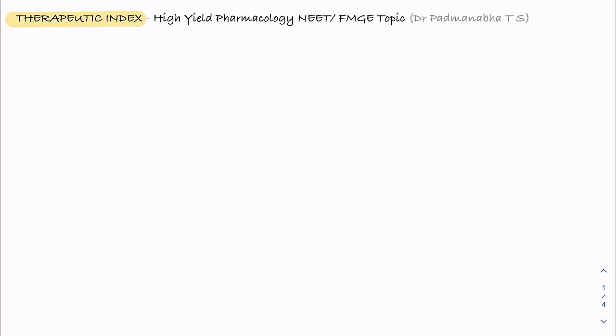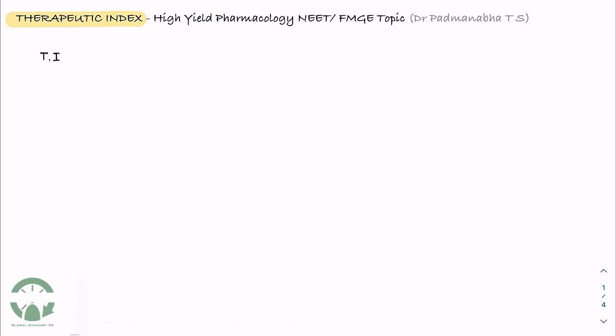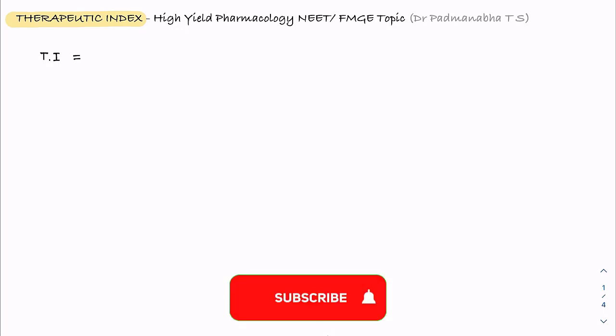In this session, let us discuss a very important high-yield pharmacology NEET topic, that is therapeutic index. Myself, Dr. Padmanabha T.S. So what do you understand by a therapeutic index? Therapeutic index is represented by TI. So what does therapeutic index state? How can it be represented in the form of a formula?